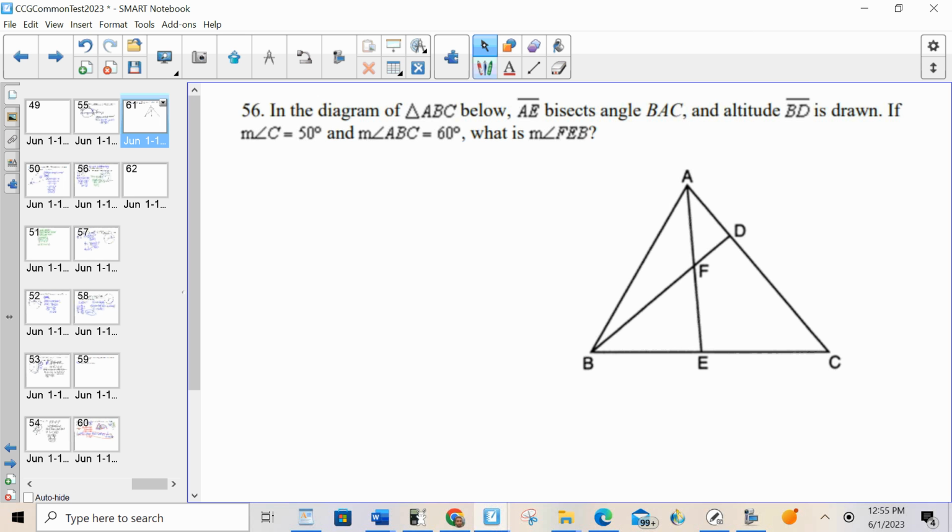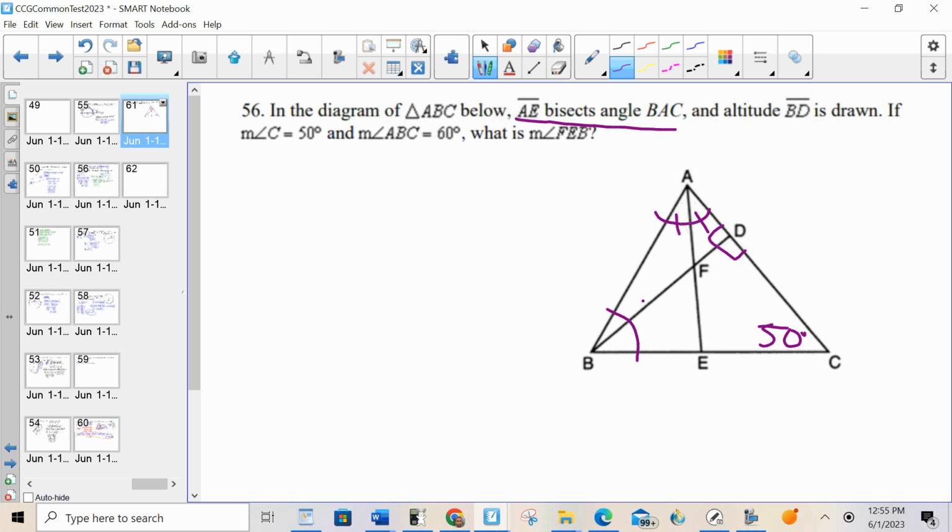Bisect is another thing that's been coming up more recently. If AE bisects angle BAC, that means that this angle is bisected, which means that those must be congruent. Altitude BD is drawn. Well, an altitude creates right angles. Angle C is 50. Angle ABC is 60. What is the measure of angle FEB? So it's looking for this.